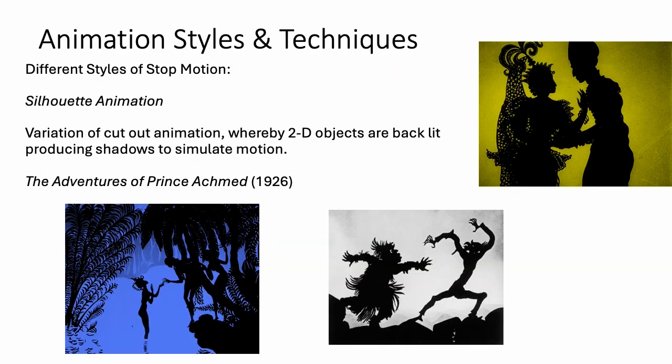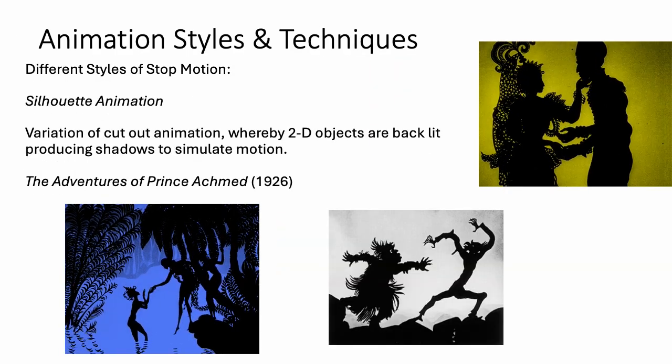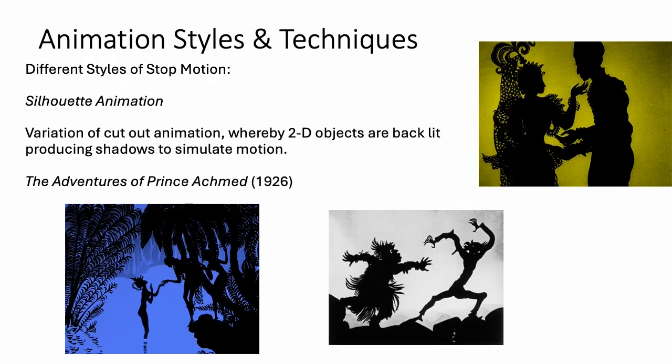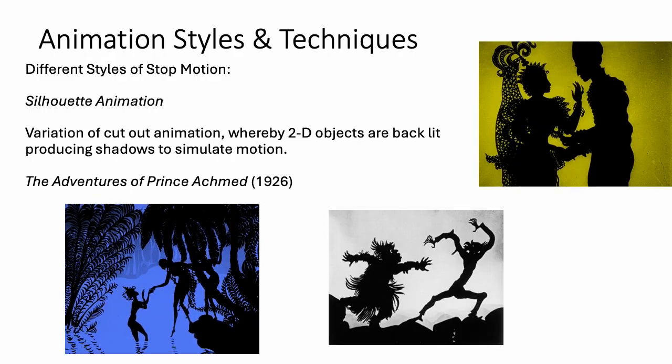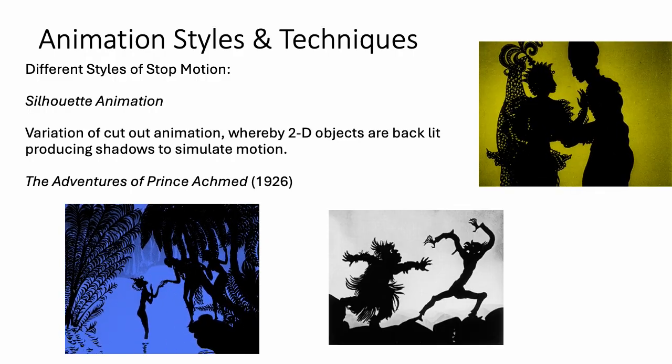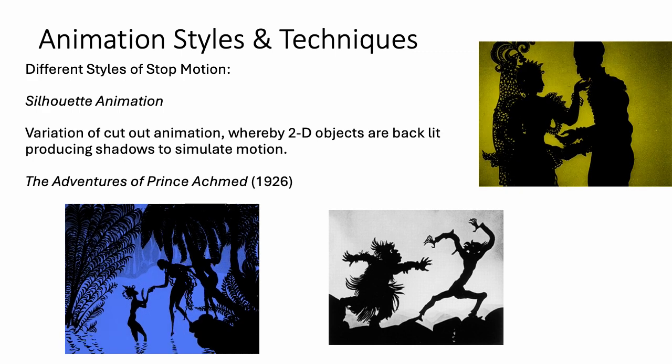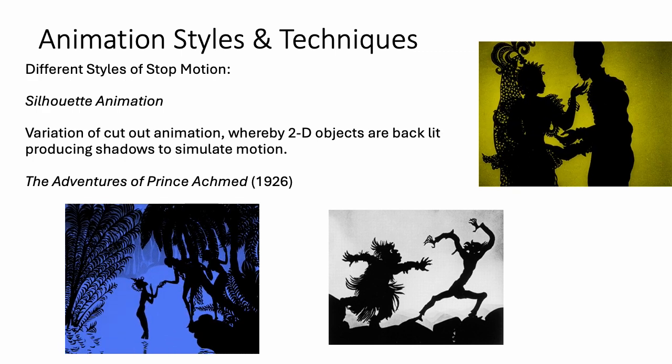Silhouette animation is a variation of cutout animation where two-dimensional objects are backlit, producing shadows to simulate motion. An example of this is The Adventures of Prince Ahmed in 1926.